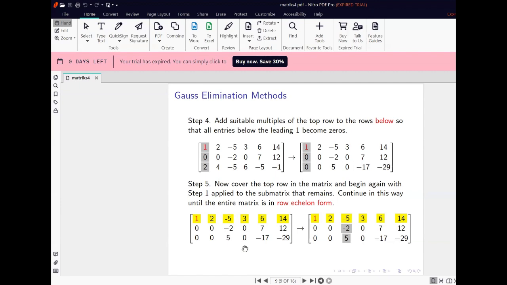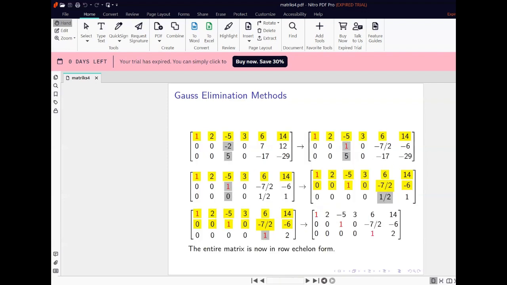Okay, so the next step is you have to change this into 1, because it will be the leading 1. And after that you have to change this into 0 and this number into 0.